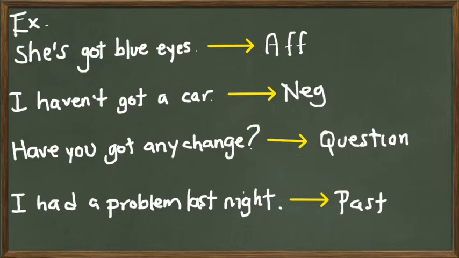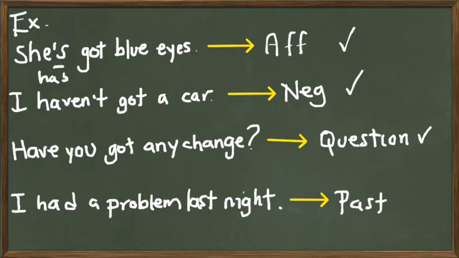For example, she's got blue eyes. This is the affirmative. We're just saying that she has blue eyes. This contraction is not the verb to be, it is has in its contraction form. Don't forget. Negative. I haven't got a car. This is simply another way to say I don't have a car. Question. Have you got any change? This is just another way to say, do you have any change?